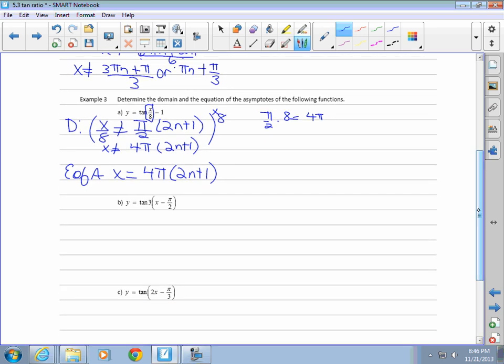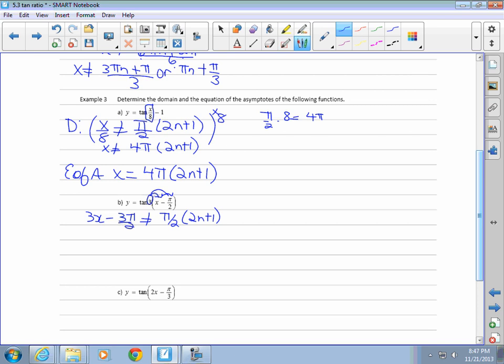Okay, this next one is a little bit tricky. Because we have this 3 being multiplied in front of here, that b value, we have to take that with us when we are multiplying, or when we're trying to find our domain. So our domain is actually 3x minus pi over 2, or if we were to multiply this through, it would be 3x minus 3 pi over 2, and then that's not equal to pi over 2 times 2n plus 1.